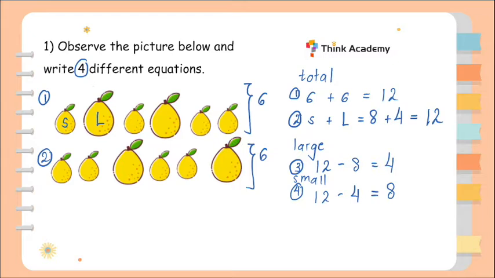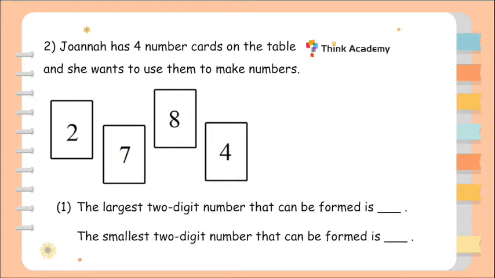Now, why don't we move on to the second question? Joanna has 4 number cards on the table, and she wants to use them to make numbers. Here we have 4 number cards: 2, 7, 8, and 4. First, we want to make the largest 2-digit number. What does a 2-digit number look like? You have something in the tens place and something in the ones place. For example, I have a 1 and 2, so I have 12, which is an example of a 2-digit number.